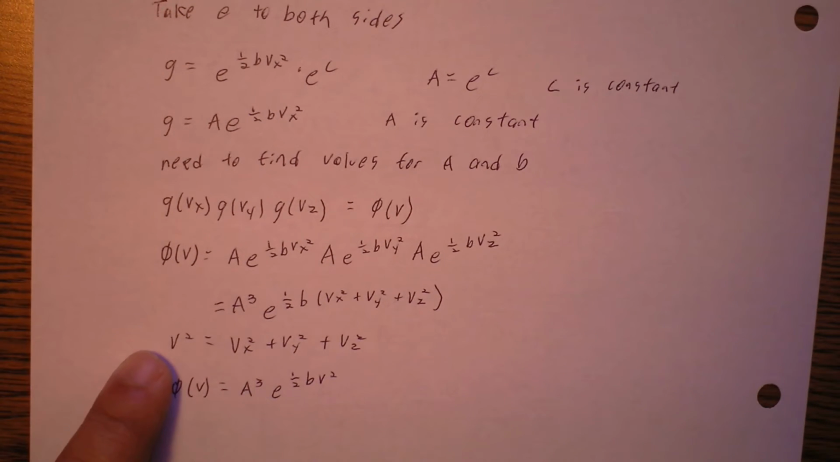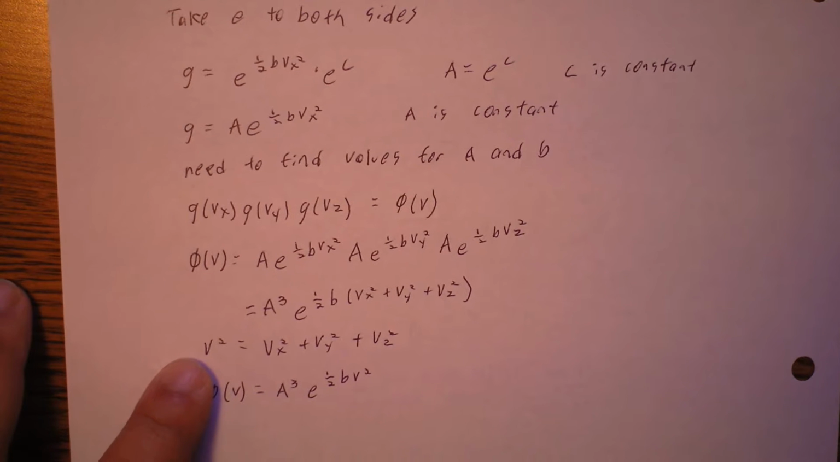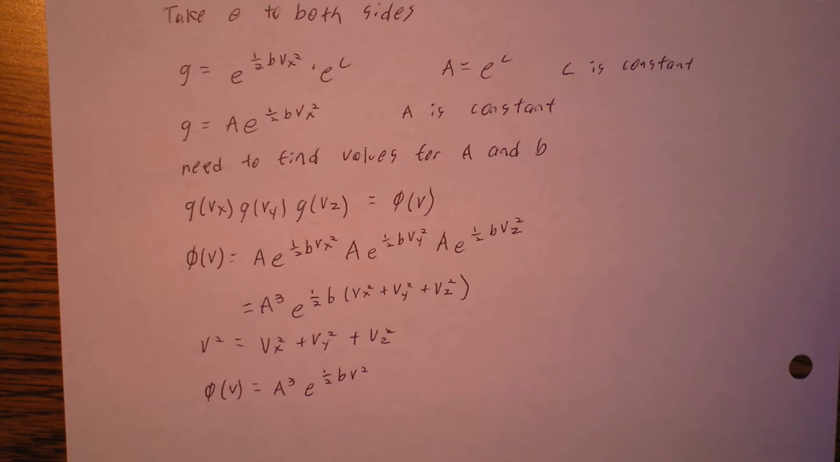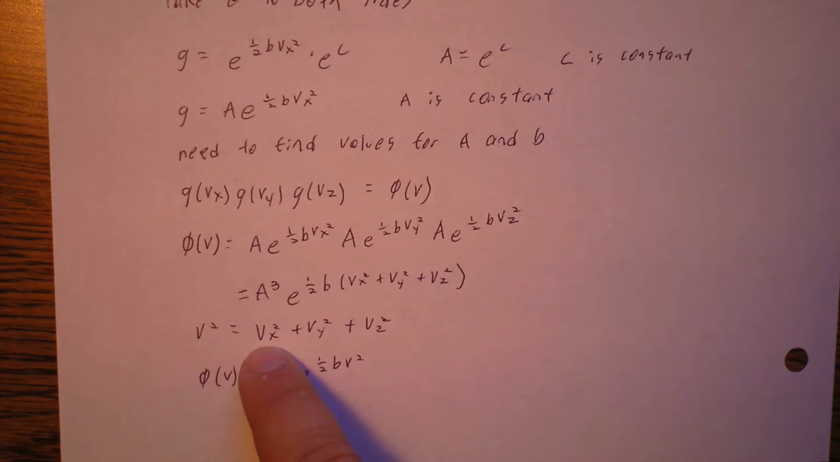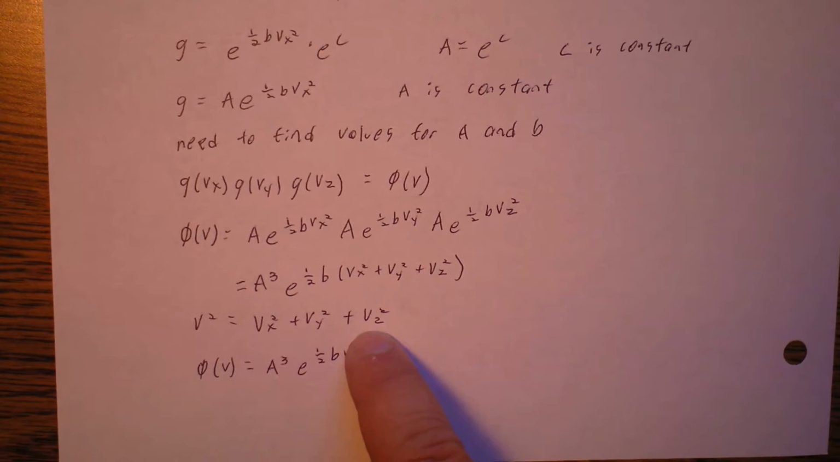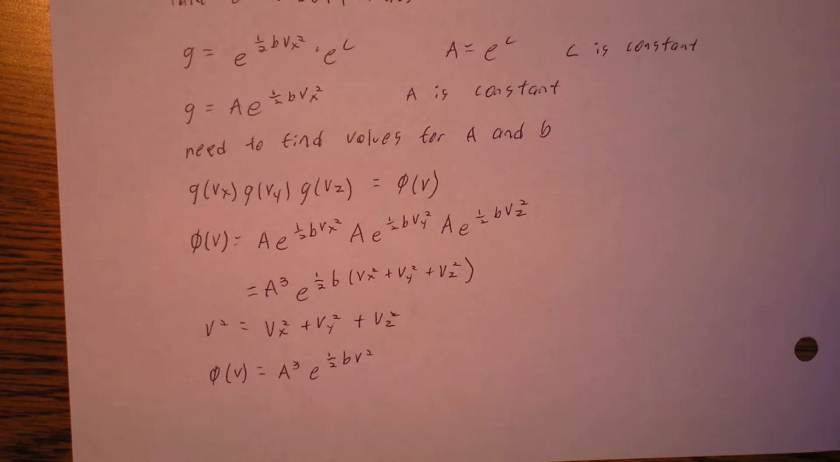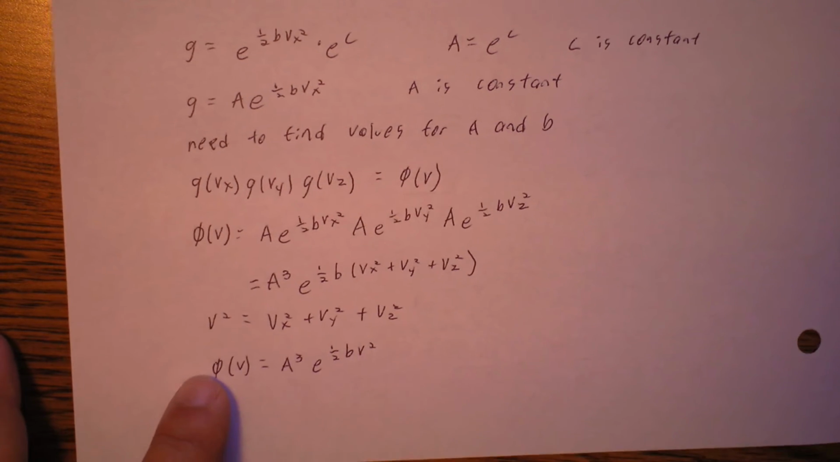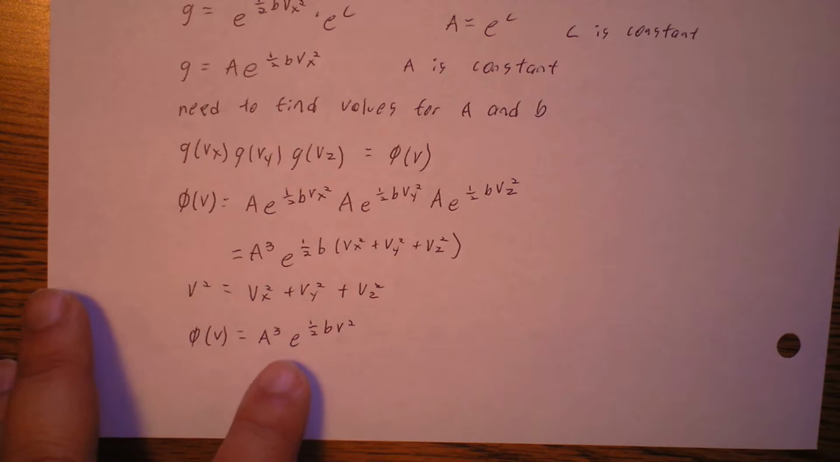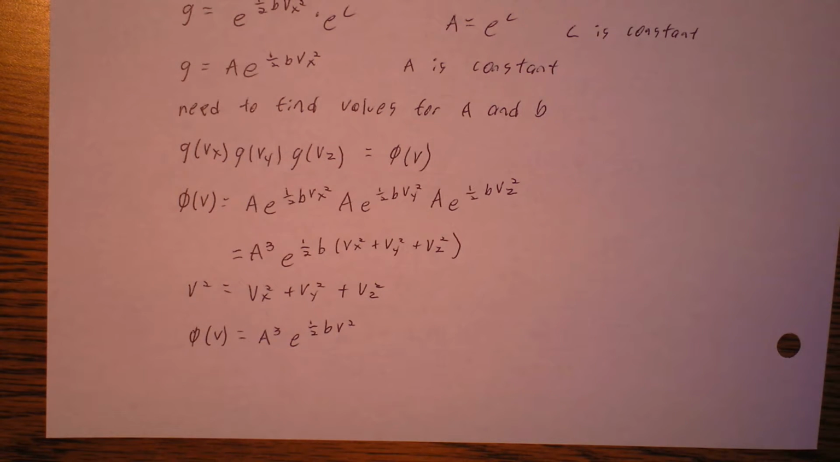So remember that v squared, using the Pythagorean theorem, is the x component of velocity squared plus the y component of velocity squared plus the z component of velocity squared. So we say that phi of v is equal to a cubed times e to the 1/2 times this other constant b times the velocity squared.